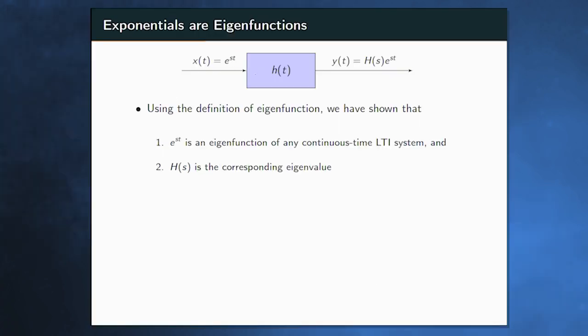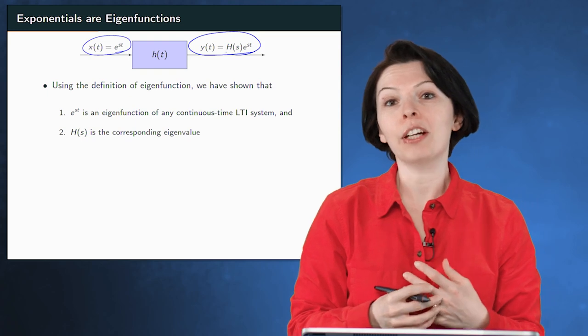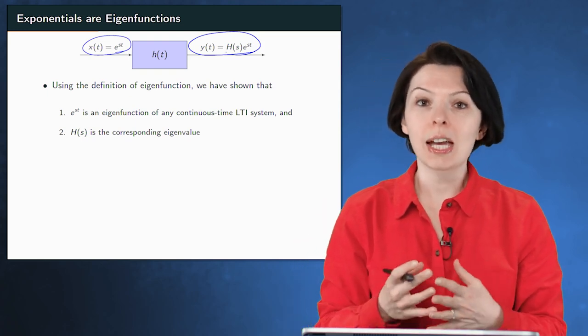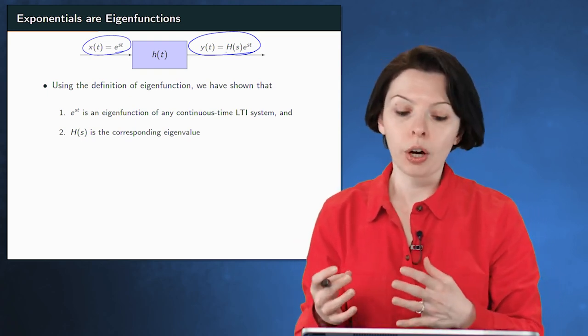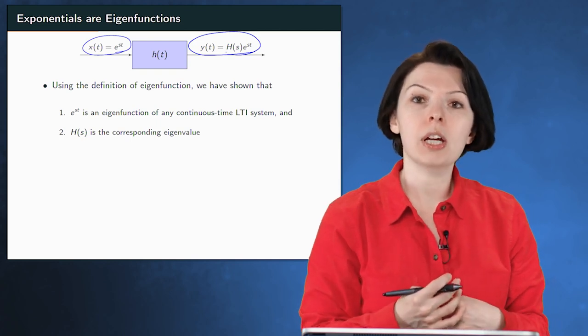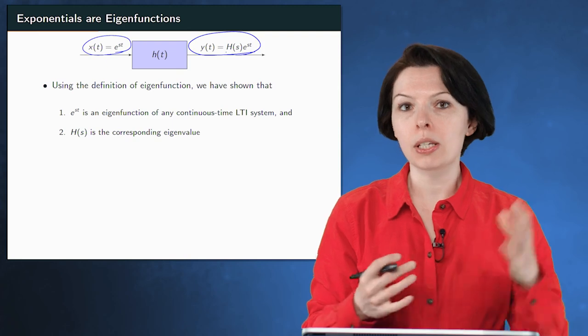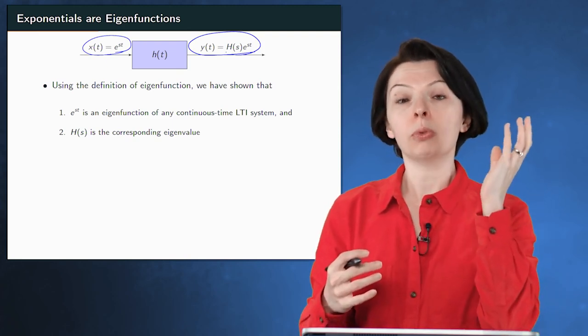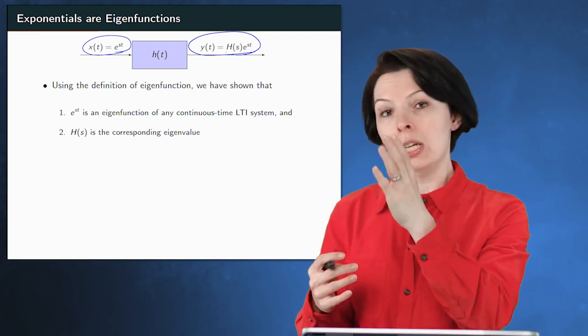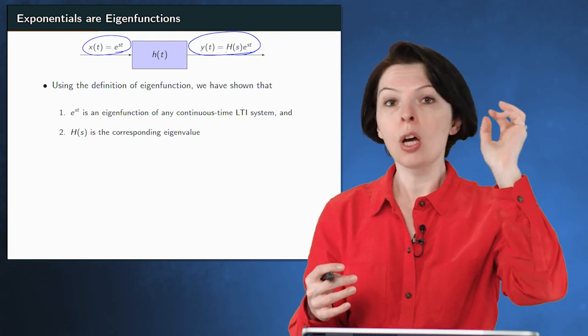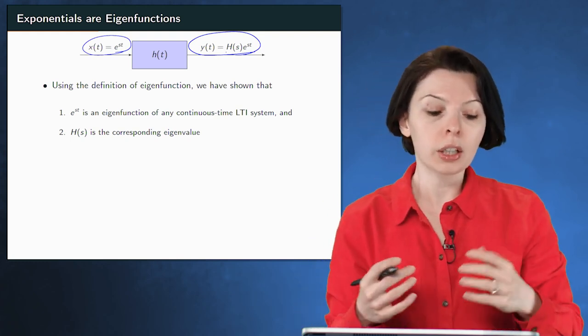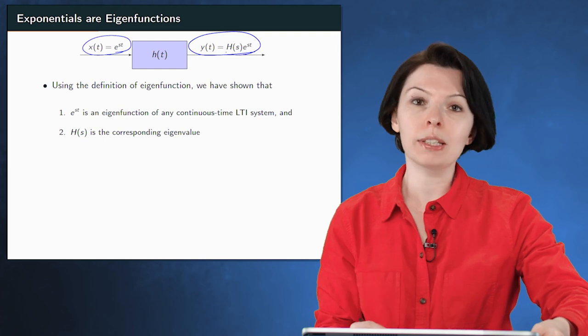Okay, so in the top picture you can see that e to the st is applied to the system, and at the output you get H of s multiplied by e to the st. So using the definition of eigenfunction, we can show that e to the st is the eigenfunction of any continuous time LTI system, and H of s is the corresponding eigenvalue, because e to the st goes to the system, and the output is equal to e to the st, the same function, multiplied by a scalar factor. So e to the st is an eigenfunction of LTI systems.